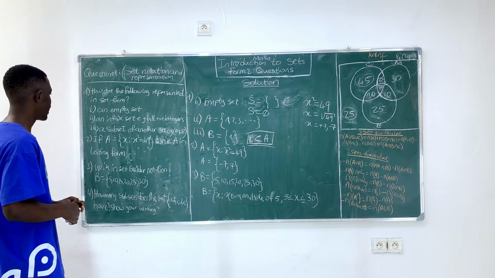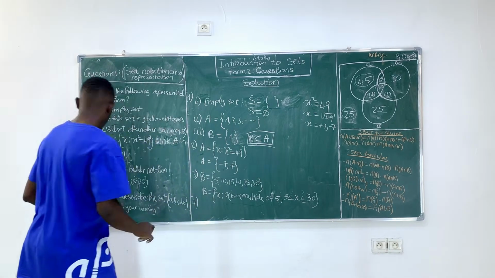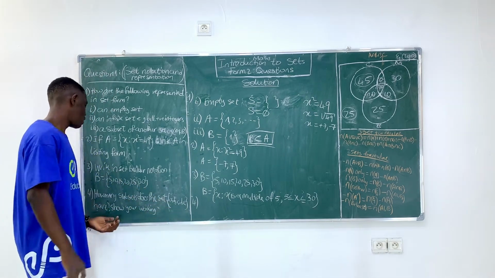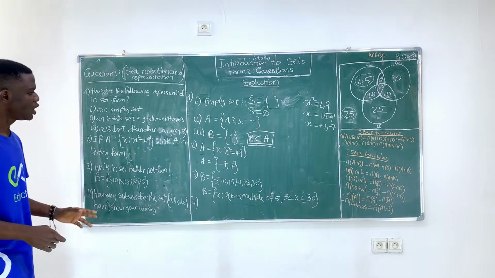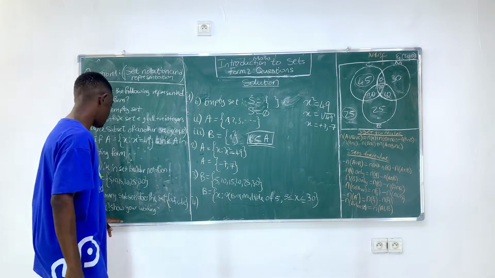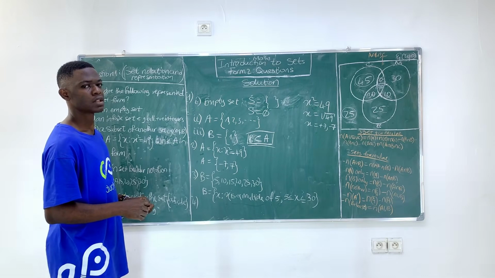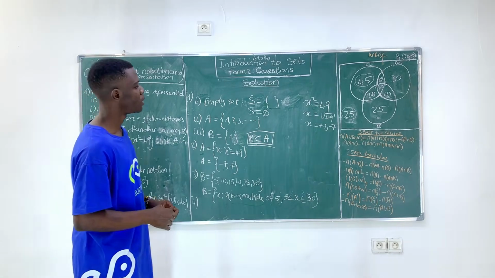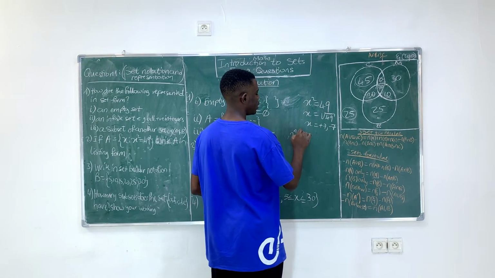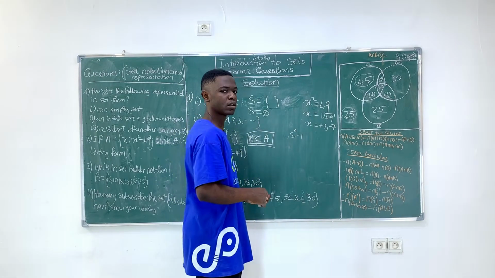So what next? We have number 4. Number 4 says, how many subsets does the set A, B, C, D, E have? How do you find the number of subsets? The formula to find the number of subsets is 2 to the power n minus 1, where n is the number of elements in the set.